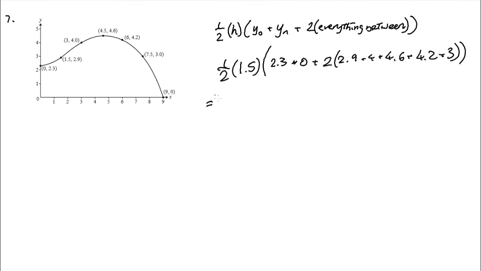And now just put them all in the calculator. 2.9 plus 4 plus 4.6 plus 4.2 plus 3, and that gives me 39.7, a half lots of 1.5 times 39.7, and that will give me an area of 29.775 square units.